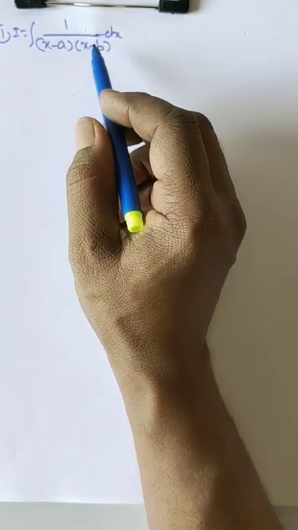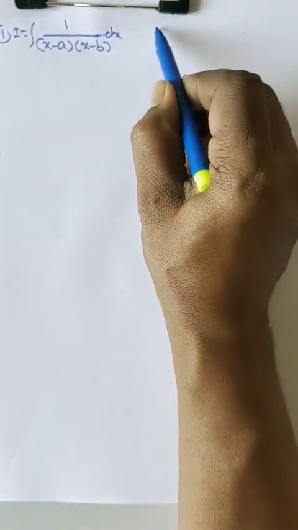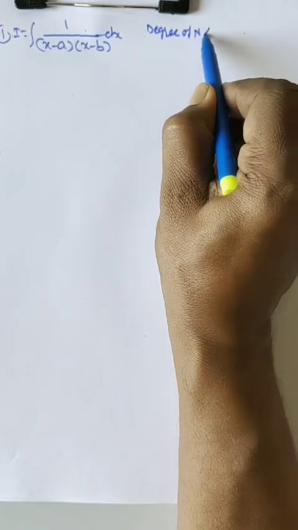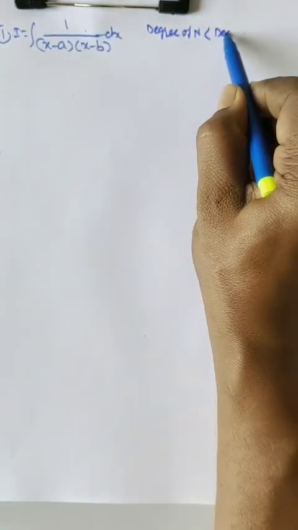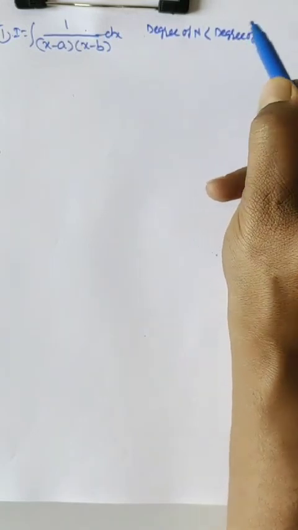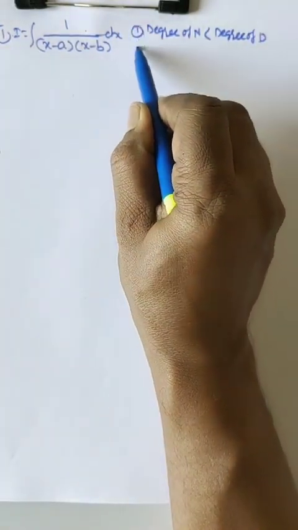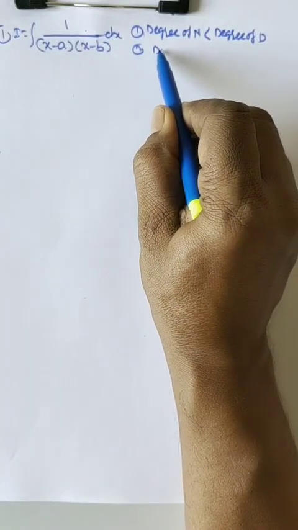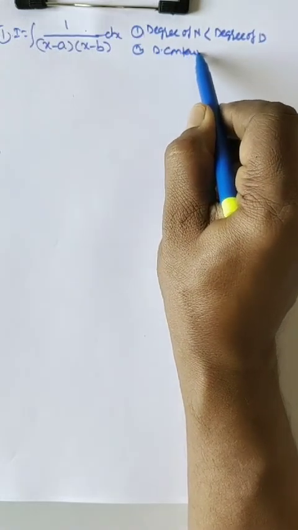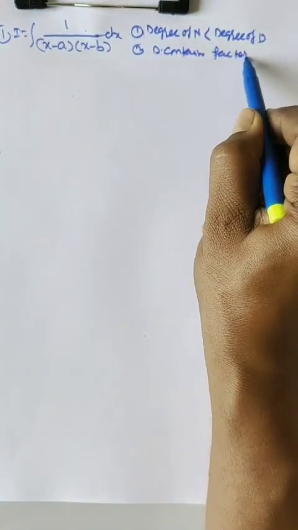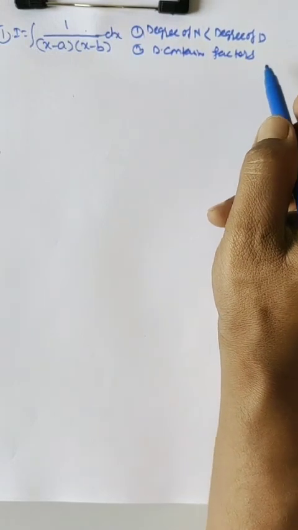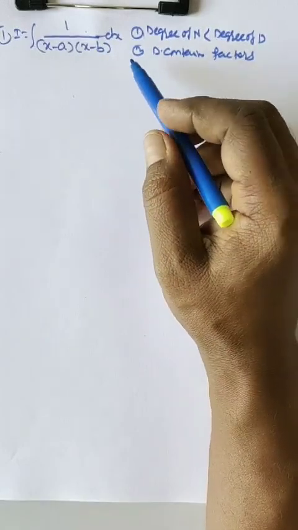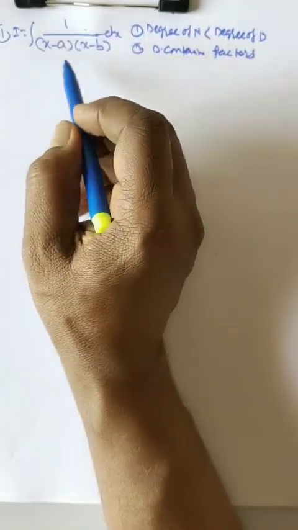What is the condition for method of partial fraction? First condition is degree of numerator less than degree of denominator. Second condition, denominator contains factors. The number of factors present in the denominator is equal to the number of partial fractions. Now we use the shortcut method.